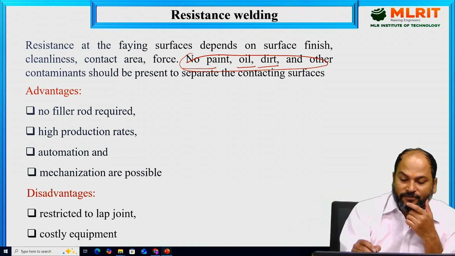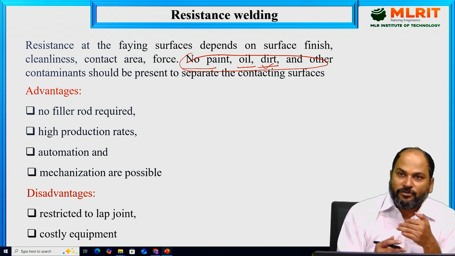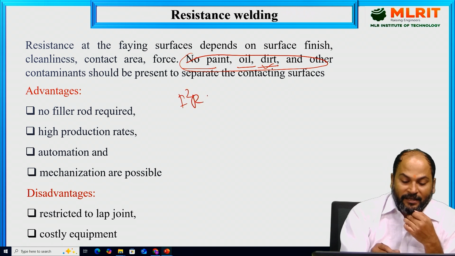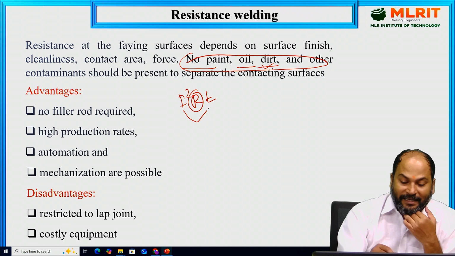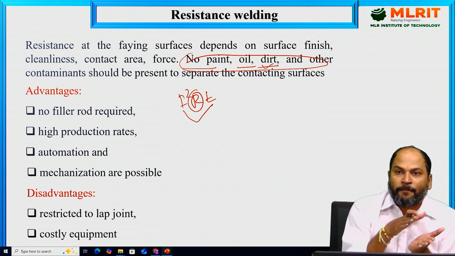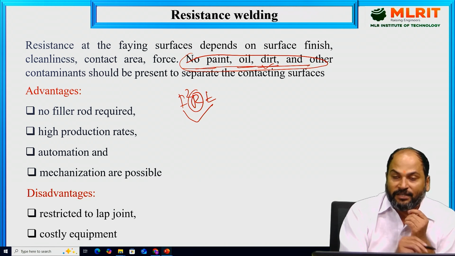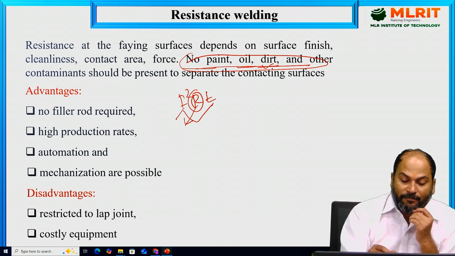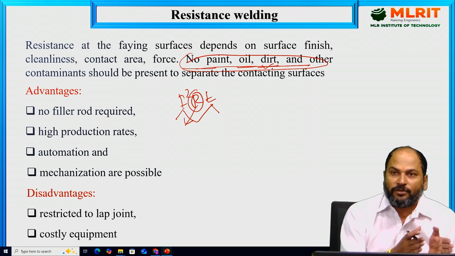Suppose dirt is there, it will not allow current to flow properly, and it will also participate in I square R T, it will participate in this value. If we are calculating I and T on the basis of the thickness of the material and the nature of the material, and these things are present over there, it will influence R. So whatever parameters we have chosen for the welding will not be appropriate. So these are going to create the problem.